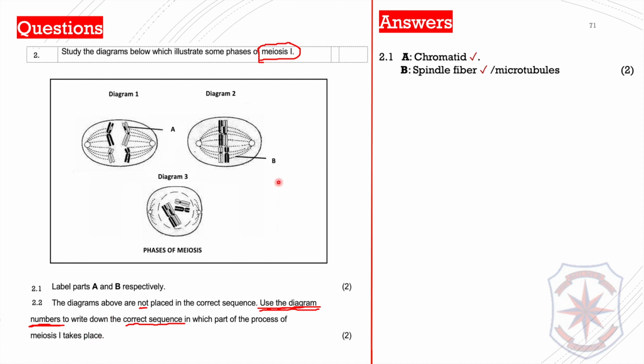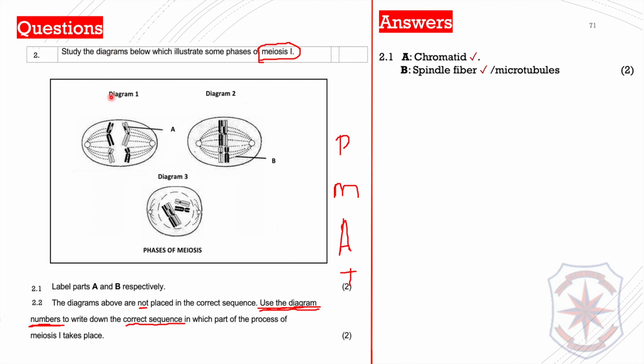So we know that meiosis 1 has 4 phases. However, here they've included only 3. Okay? So this is why it was very important for us to study the diagram prior to even looking at the questions and to make notes. We said that remember, the sequence of meiosis goes like this. We abbreviate it as PMAT. So prophase 1, metaphase 1, anaphase 1, and telophase 1.